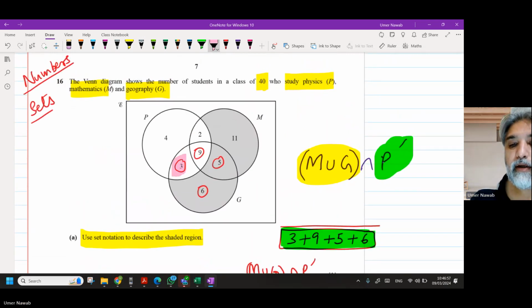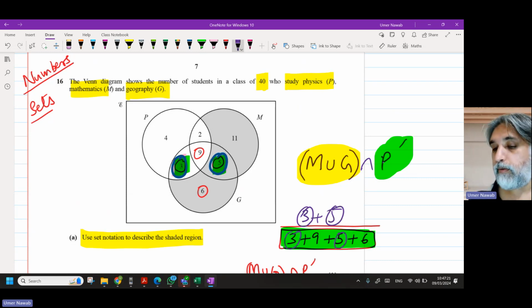Physics and mathematics, but not both. Did you see that? Either he studies physics or mathematics, but not both. So in the numerator, you will get 3 plus 5. I'm going to write here 3 plus 5, 3 on the top, 5 on the top.